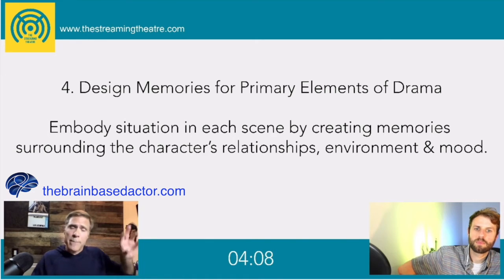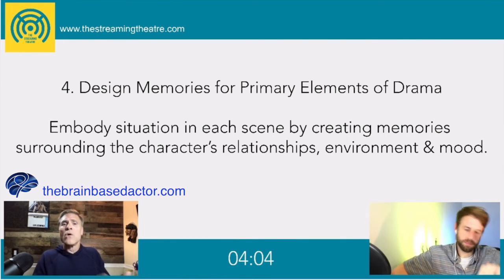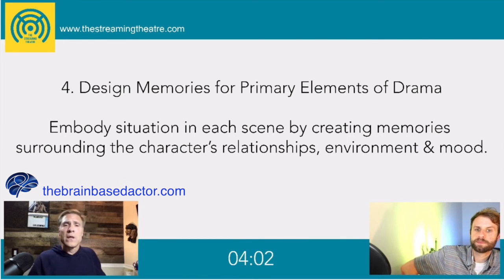The environment: what's happened in that place in the past where the scene is taking place that might affect your behavior. What happened right before the scene? Well, what happened to put you in the mood that you're in at the beginning of the scene? It might have been right before the scene, but it might have been a year ago because it's the last time you saw the character, right? So what happened to put you in the mood?